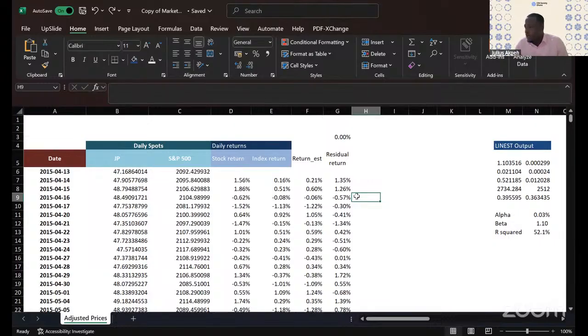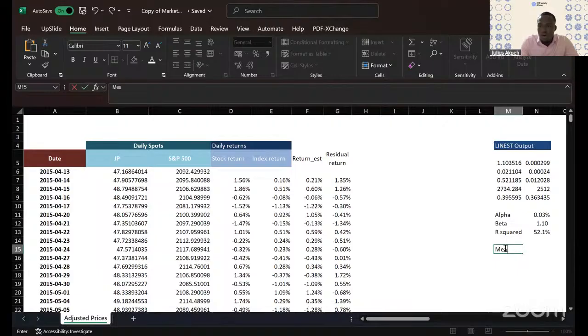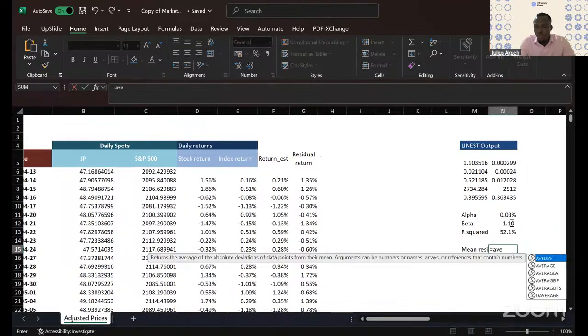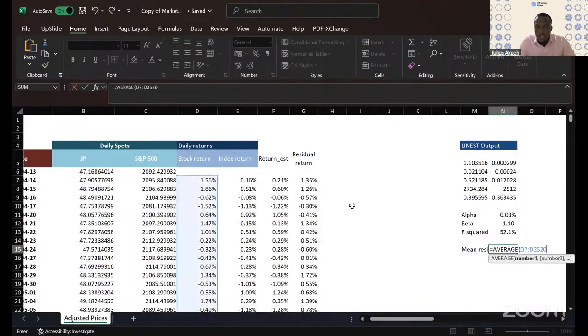Now, one thing I want us to do, now that we've gotten this, let's also calculate another statistic. Now we've gotten the mean, let me just call it mean residuals. And the mean residual, we had it to be 0. So the average of the mean residuals is 0. So that is the first one.